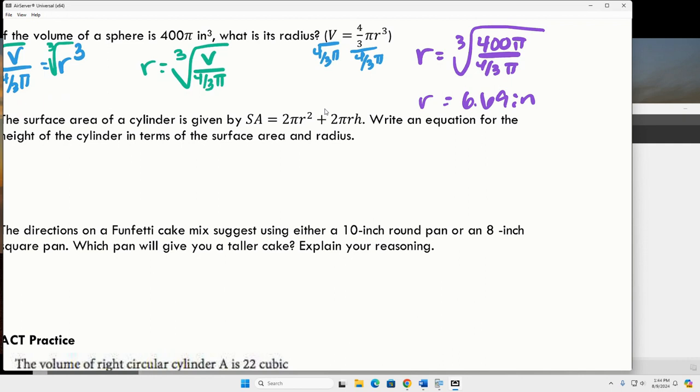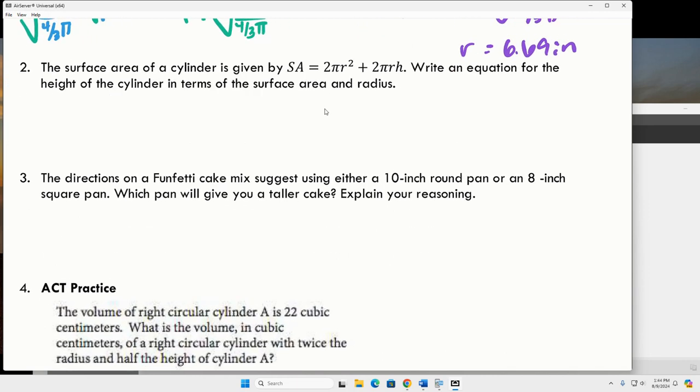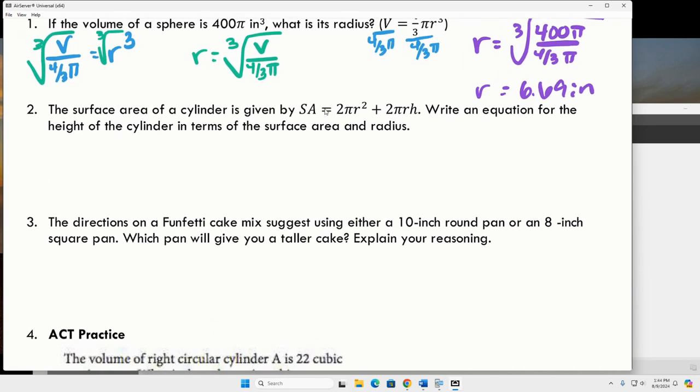All right, and then number 2, we have the surface area of a cylinder is given by that formula. It's kind of an intense formula, actually. We're going to write an equation for the height of the cylinder in terms of the surface area and the radius. So that's just kind of a fancy way of telling you to take this formula and solve it for h.